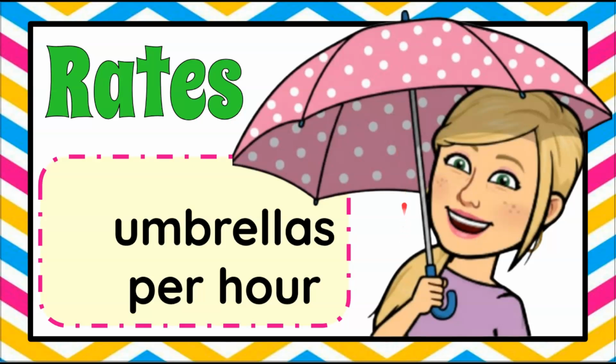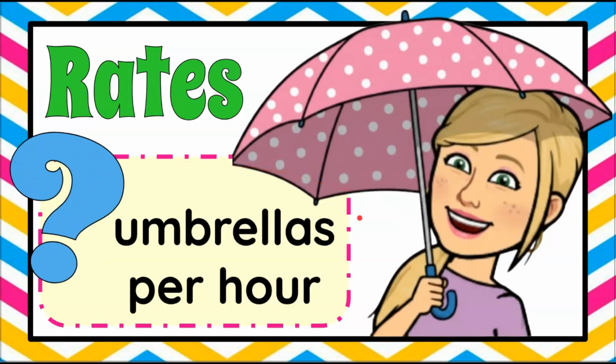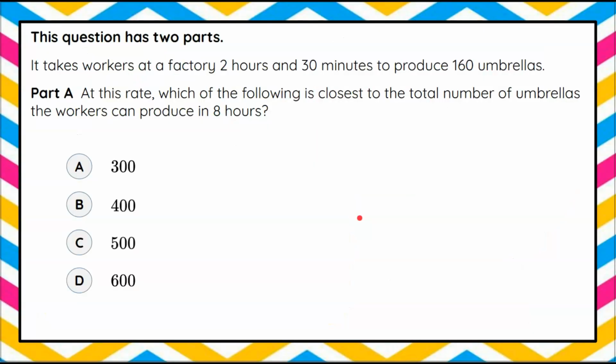It's the magic of math here, and today we're talking rates, and we're going to determine the number of umbrellas that can be made per hour given a rate. Here we go. We have a question that has two parts, and we're told that it takes workers at a factory 2 hours and 30 minutes to produce 160 umbrellas. We're going to use this information to determine part A and then part B.